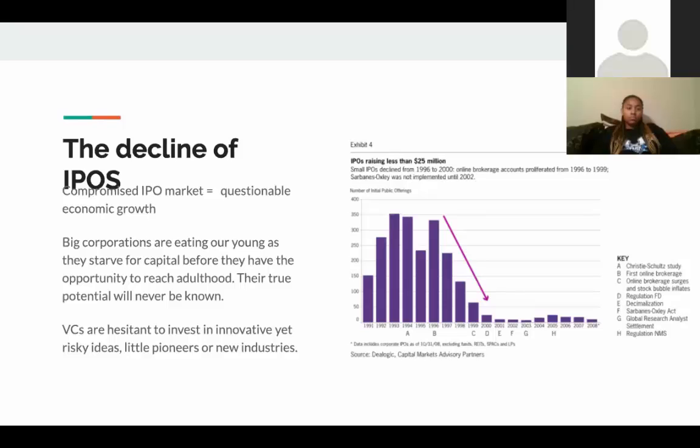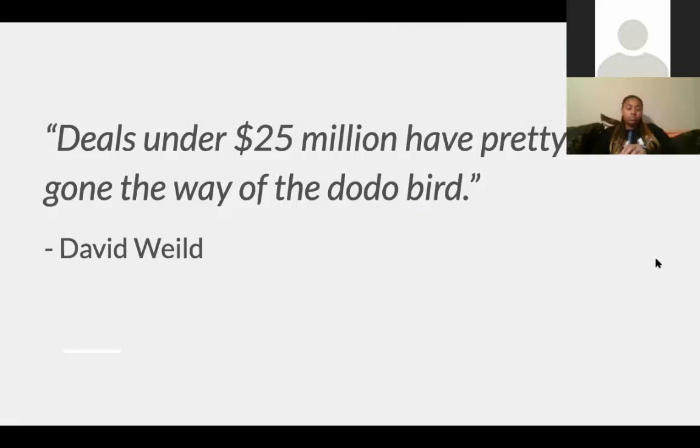So there's definitely not a lot of things perfect going on with the public market right now. It's a very manipulated market currently, but this is from an article in 2009. He just said that deals under 25 million have pretty much gone the way of the dodo bird, meaning that they are extinct because the IPOs are just not happening as much as they used to.